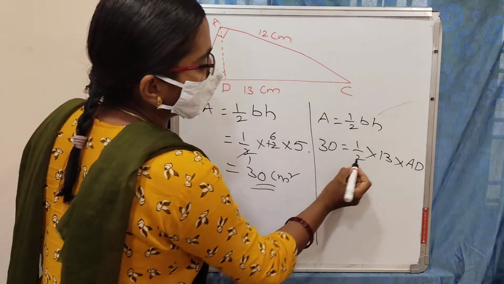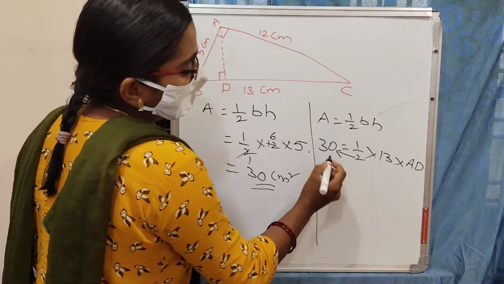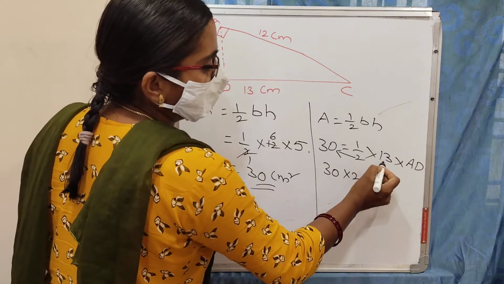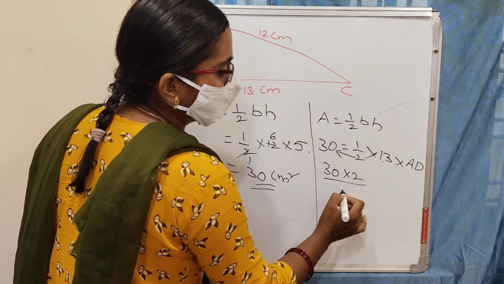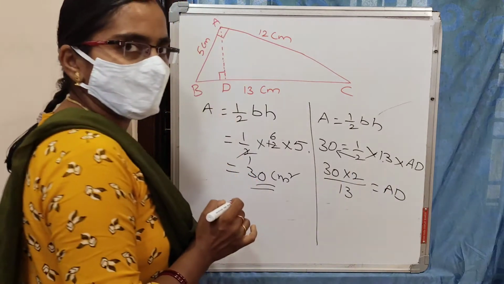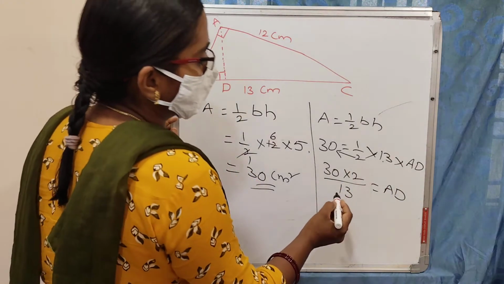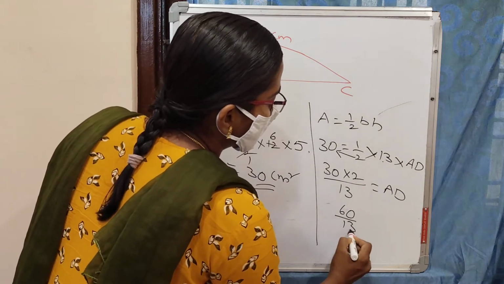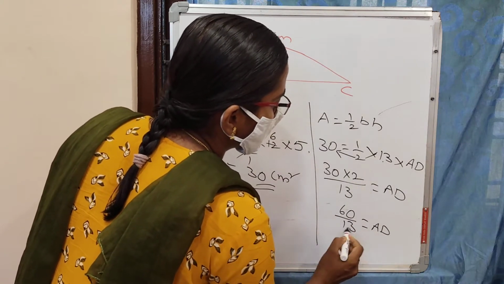Now transpose all this to this side. 30, if you transpose the 2, it becomes into 2. And if you transpose into 13, it becomes by 13. That is equal to AD. So next, 30 twos are 60. 60 by 13 is equal to AD.